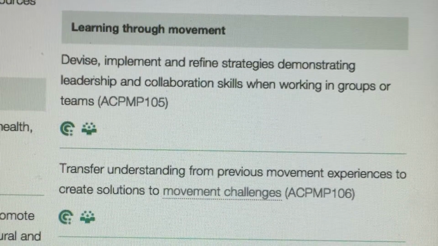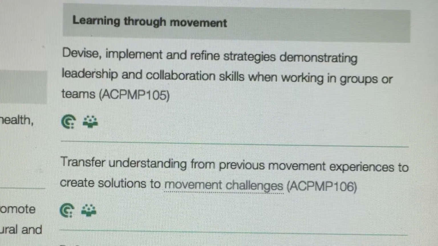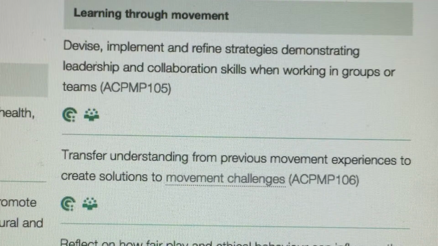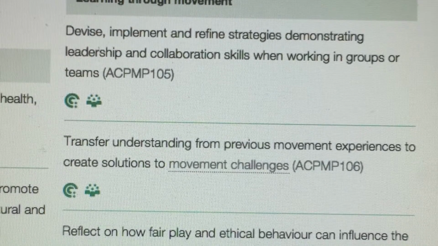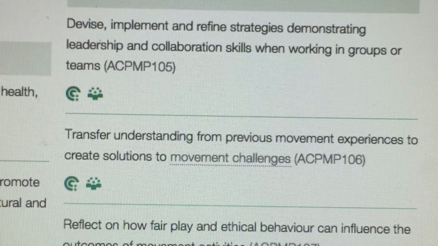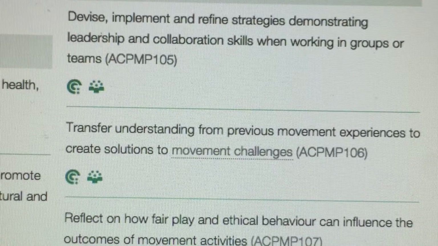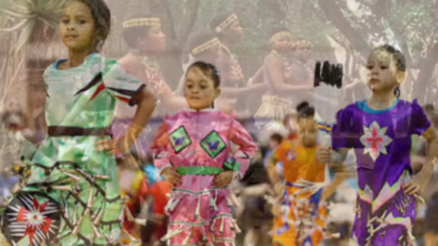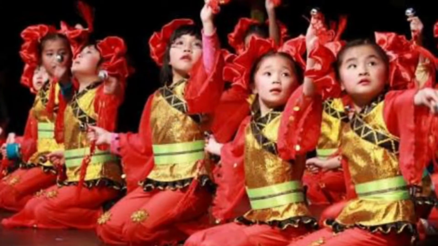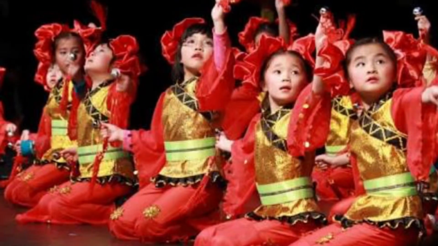The content descriptors for health and physical education aimed at a grade 9 and 10 class are: devise, implement and refine strategies demonstrating leadership and collaboration skills when working in groups or teams. This is evident in our first lesson when students are required to work together to design their own style of dance, which includes other styles of dance from different cultures.